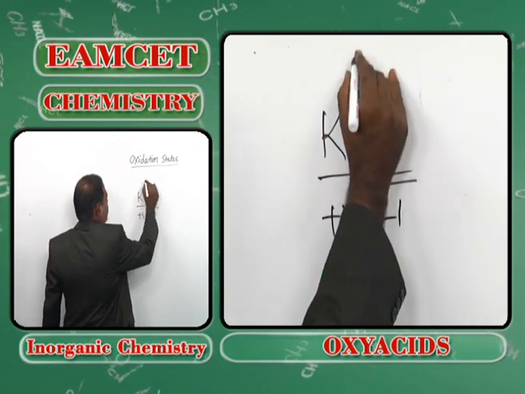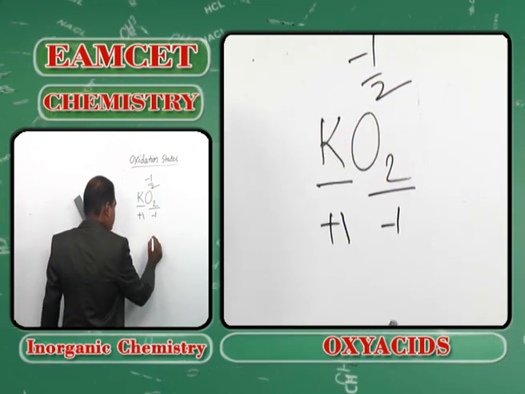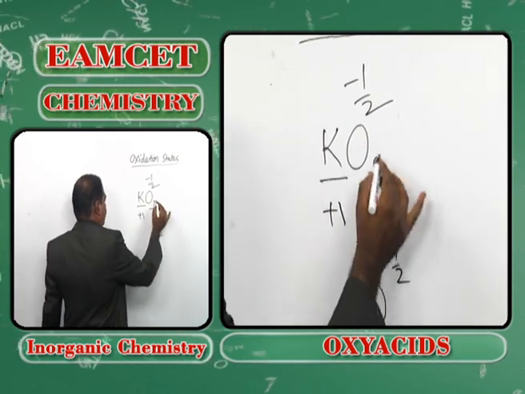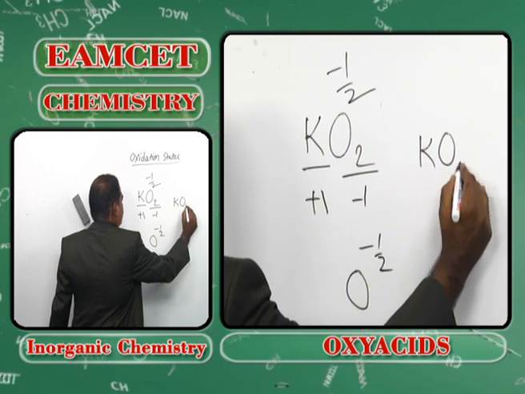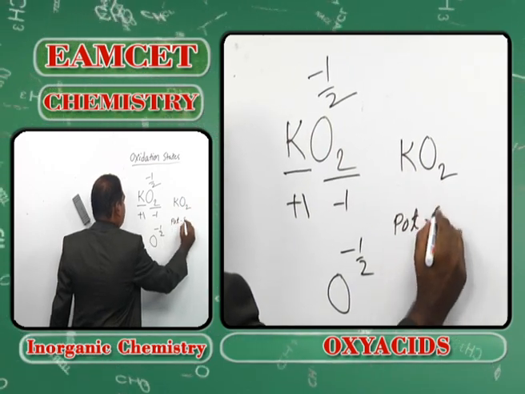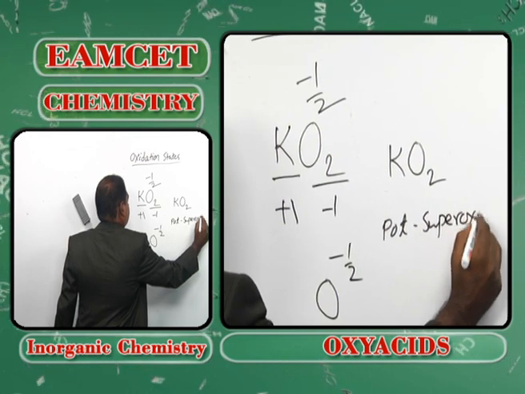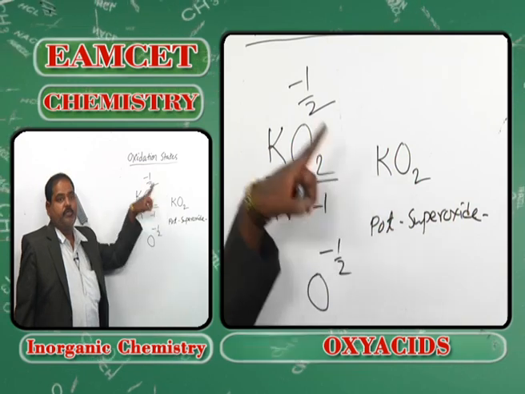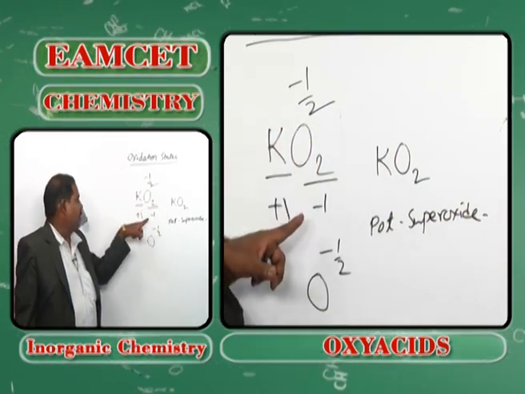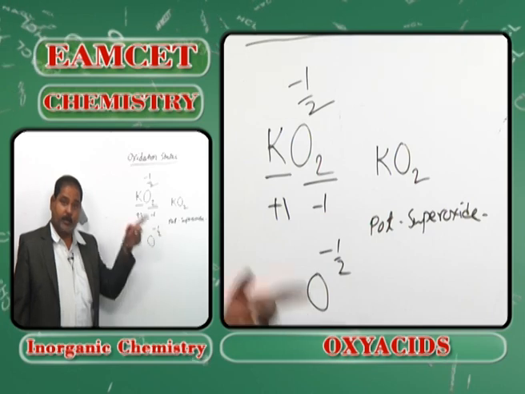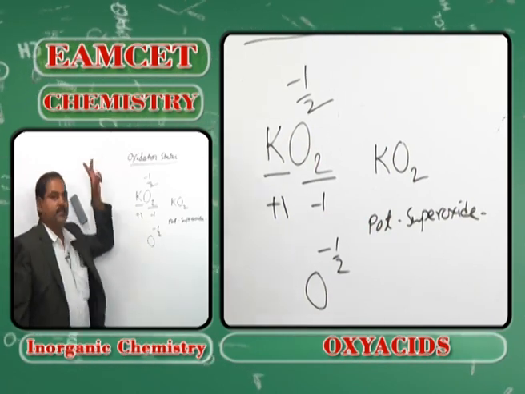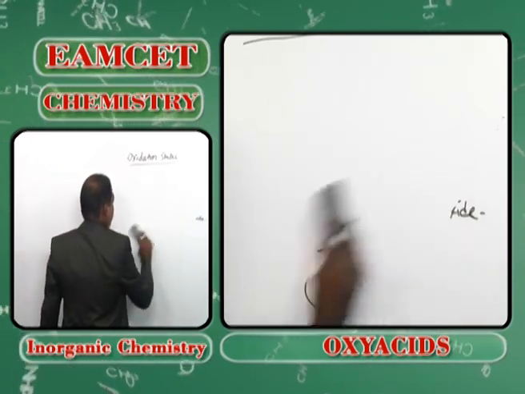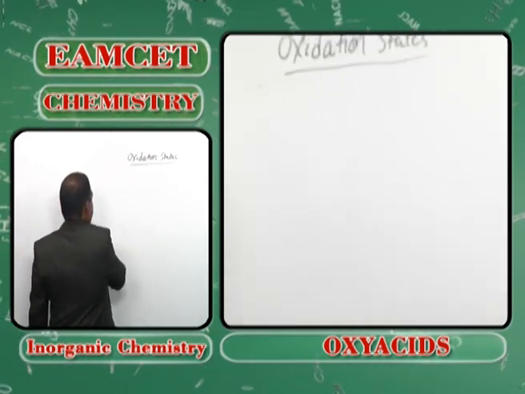So each oxygen gets -half. Oxygen in which you get -half is called a superoxide. Therefore KO2 is potassium superoxide. Why do I call it a superoxide? Because oxygen is -half. Why is oxygen -half? Because potassium is +1. Why is potassium +1? It is always +1, fixed. If you have an element with a fixed oxidation state, it is very easy for you to deal with things.